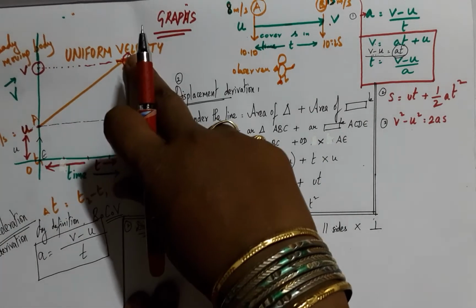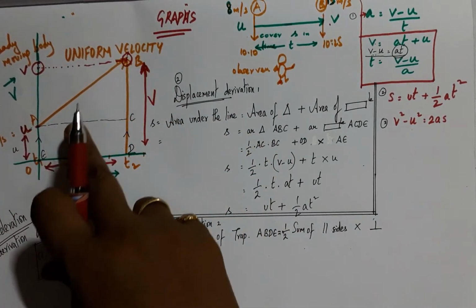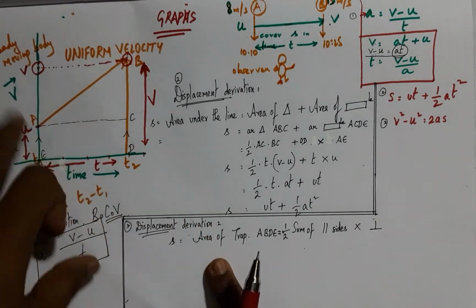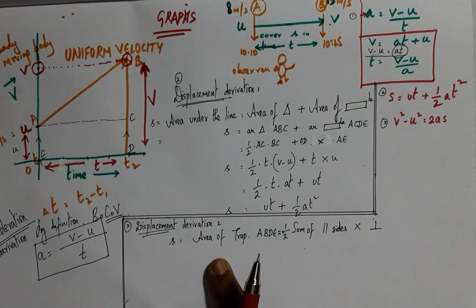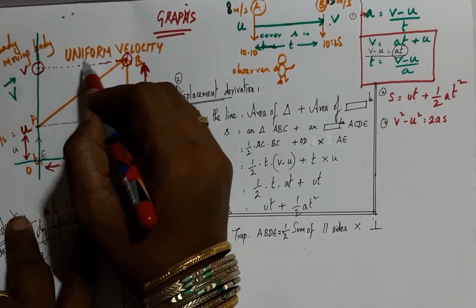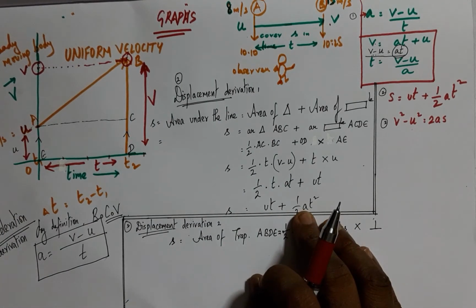As you know, the area under the line gives the displacement. It gives the direct value of displacement for a velocity time graph, which is in uniform motion. That is important, very important.